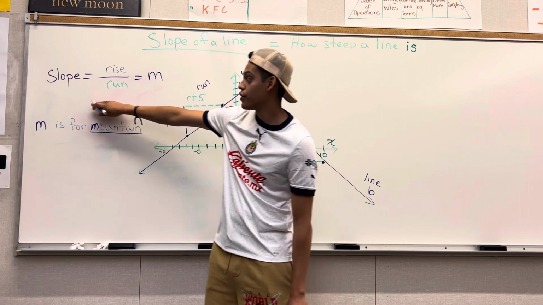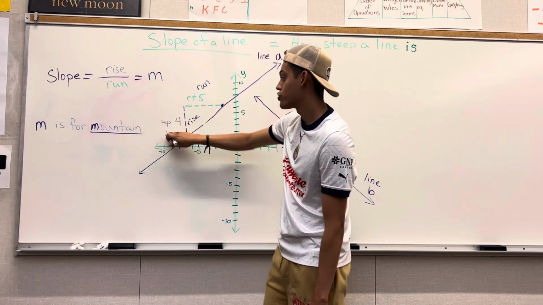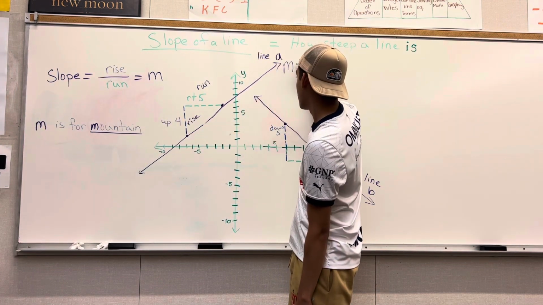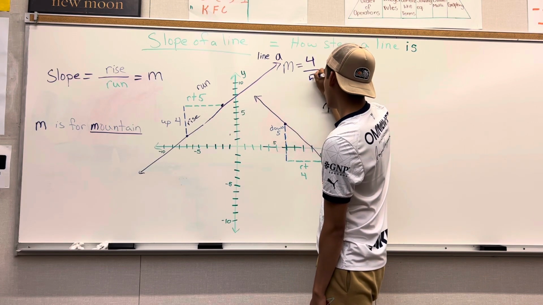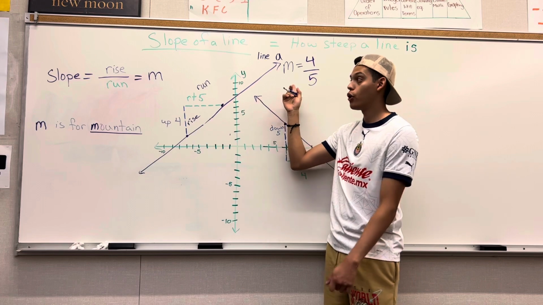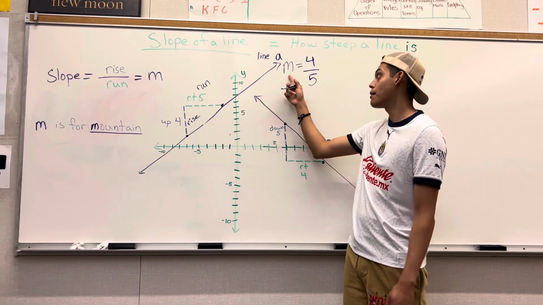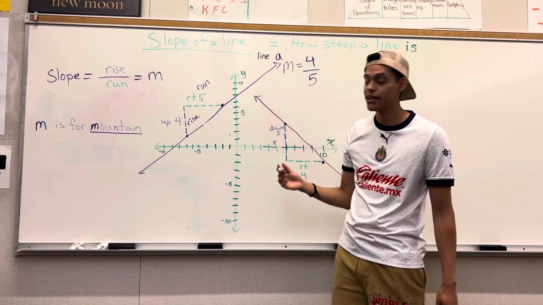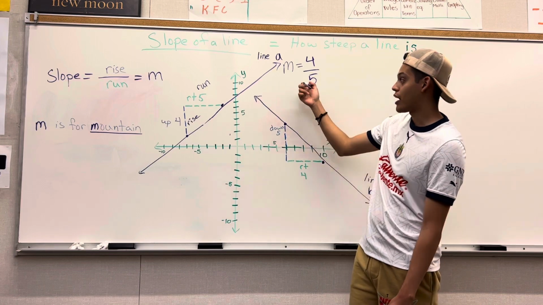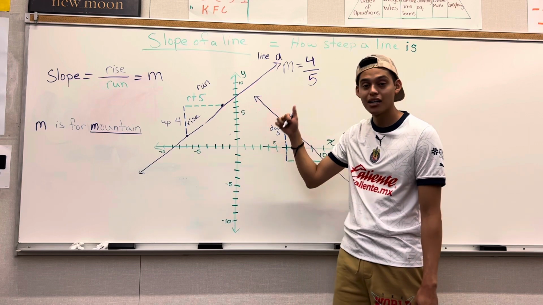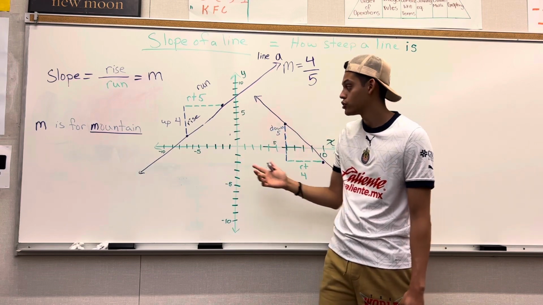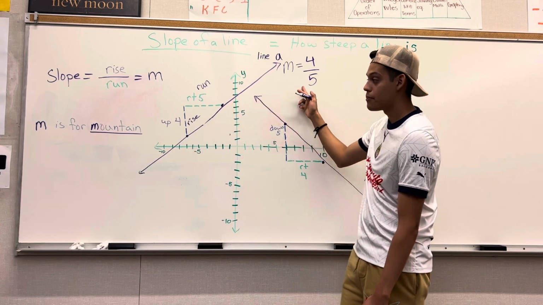So the slope equals rise over run. Your rise is 4, and then your run is 5. So it would be 4 over 5, and simple as that. That's how you know what your slope is for the line. M equals 4 over 5, and it gives you a fraction. The fraction is positive because it goes uphill. Think of up as positive, down as negative. So if you're going uphill, your m is going to be positive.